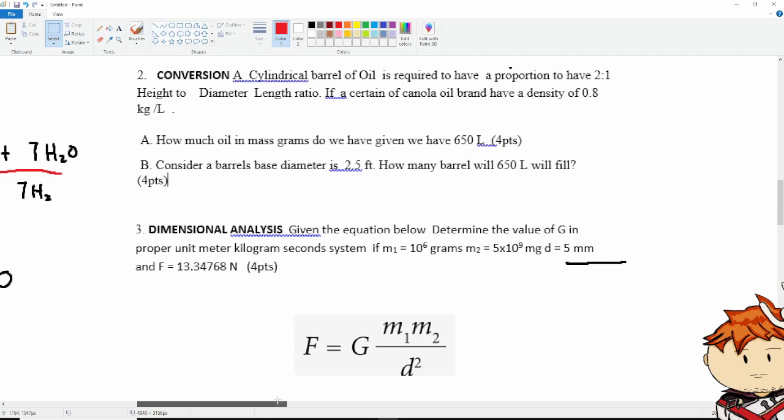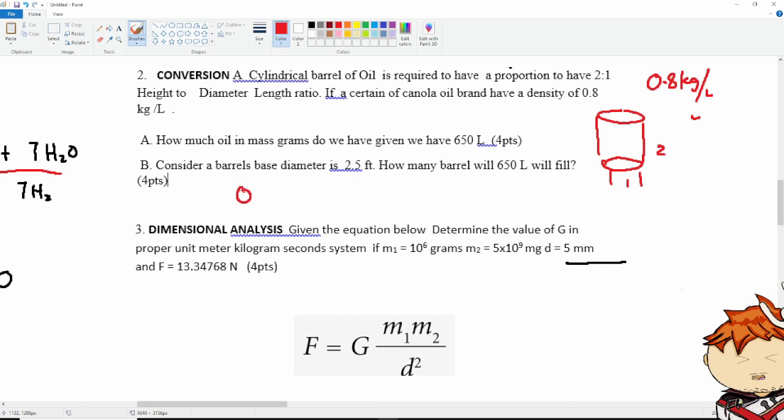Okay. A cylindrical barrel of oil is required to have a proportion of 2:1 height to diameter. Diameter of a circle, right? So this is 1, this is 2, in terms of proportion, diameter and length ratio. If a certain canola oil brand has a density of 0.8 kilogram per liter, how much oil in mass do we have given we have 650 liters?